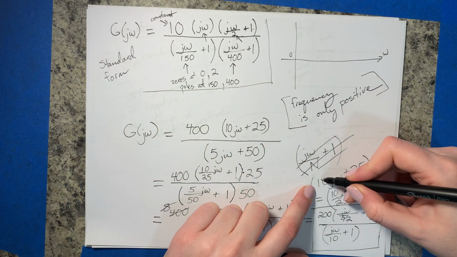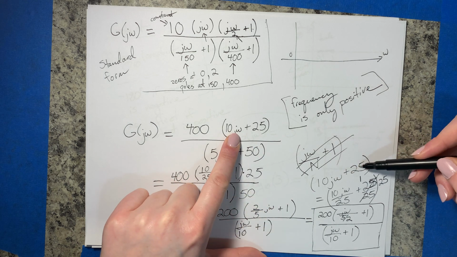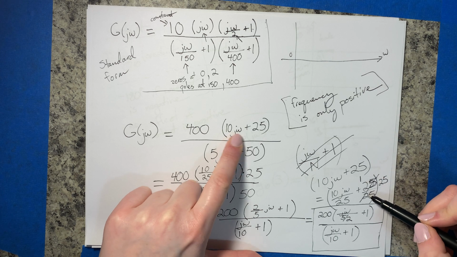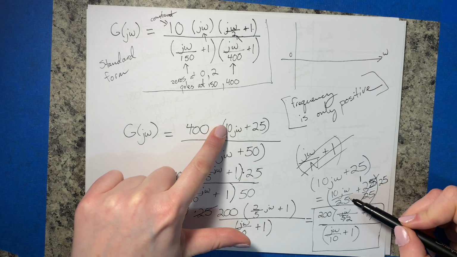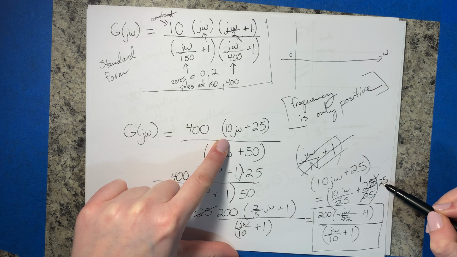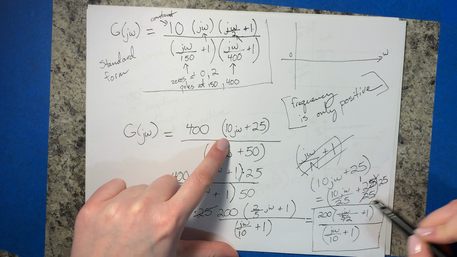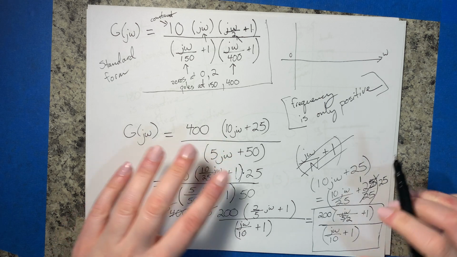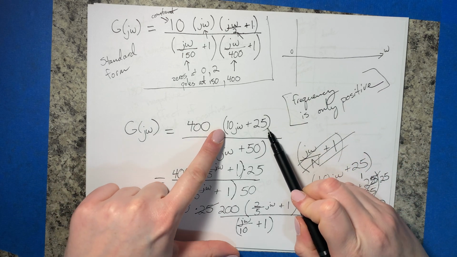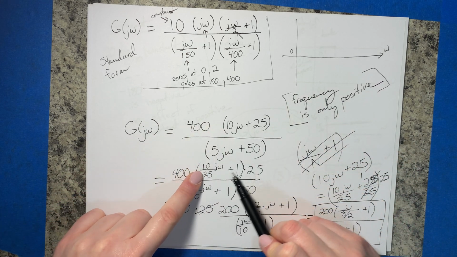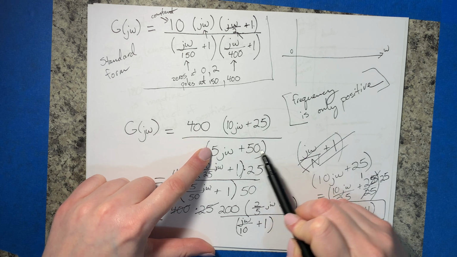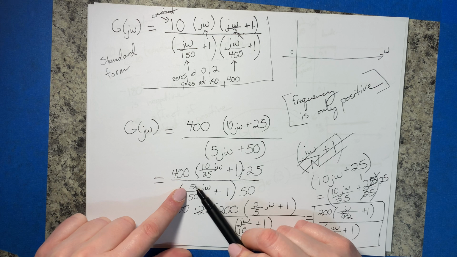Let's say we had the 10 j omega up here at the top. What I would do is divide both sides, like I've done here, by 25. That leaves me with a +1 and a 10 divided by 25 here. And I, of course, need to multiply by the 25, so I'm effectively not changing the problem, just changing the way it looks. So we'll do that for the top. I've done that, and you multiply by the 25. And then also for the bottom, you divide by 50. And so we're left here.